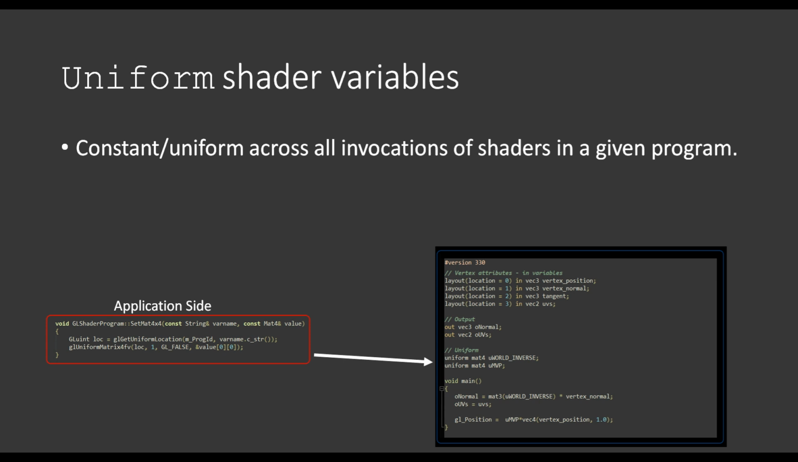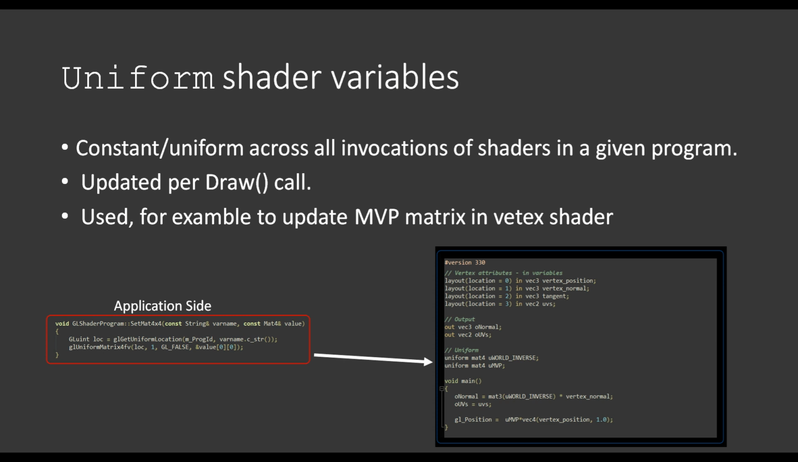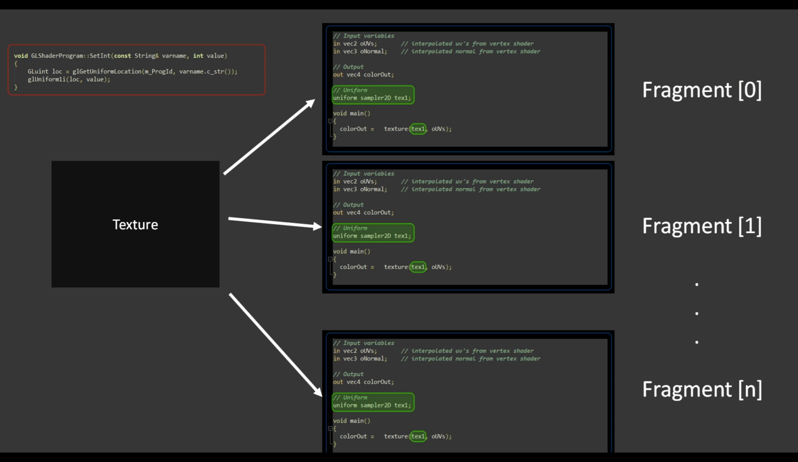A great example of using uniform variables is passing our model view projection matrix to our vertex shader. We can see that this is very useful, as we usually want to transform all of our vertices in the same way using the same matrix. Another example would be passing texture references to the fragment shader. This also makes sense, as we usually want all fragments to be sampled from the same texture, or at least we don't want each fragment to be sampled from a different texture. That wouldn't make much sense.